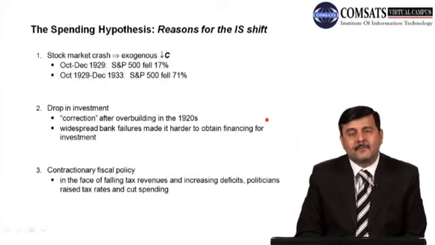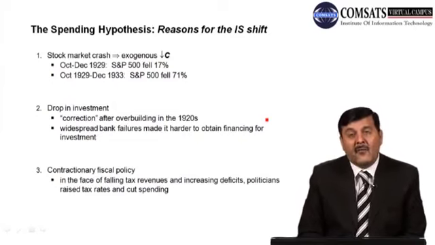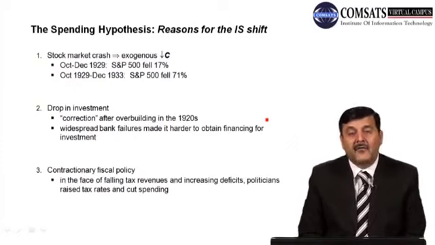Second, there was a drop in investment. Correction after overbuilding in the 1920s. Widespread bank failures made it harder to obtain financing for investment. Investment failed to provide financing to the developers, to the investment builders. So because of that drop in investment, there was a shift in the IS curve leftward.